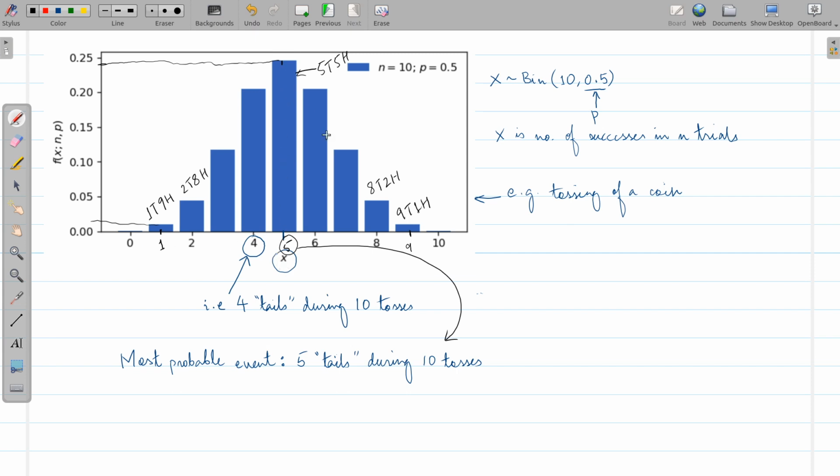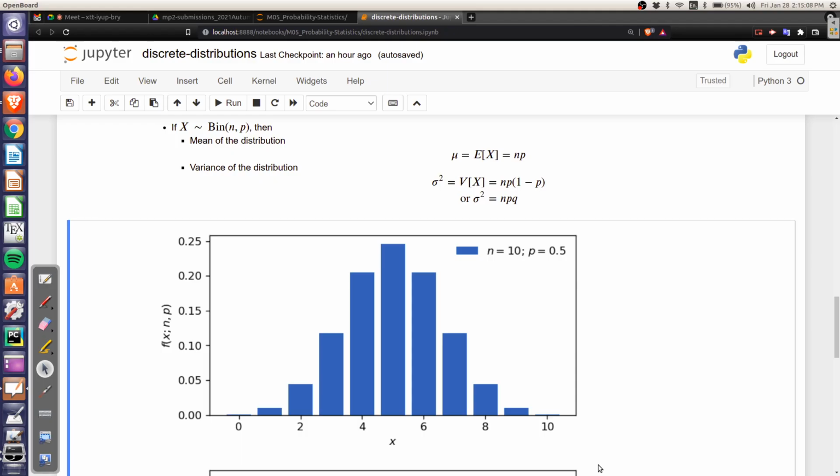So out of 10, because the probability of success is 0.5, if you toss the coin 10 times, the mean is going to be the average number of tails that you are going to get. That average number of tails will be 5, and that's why you can see it reaches a maximum value somewhere at 5. But what if I increase the number of trials?